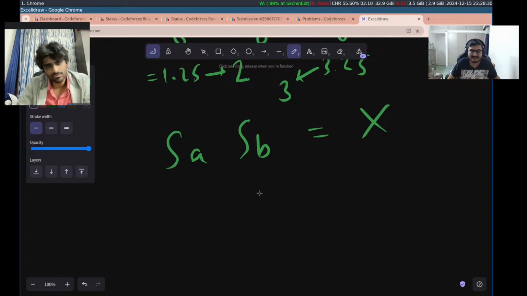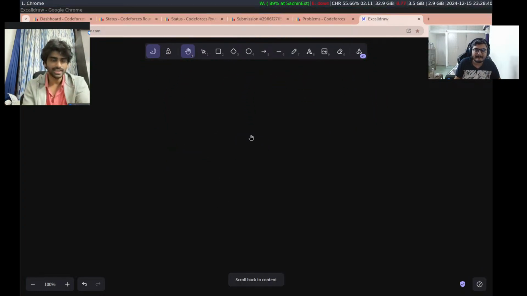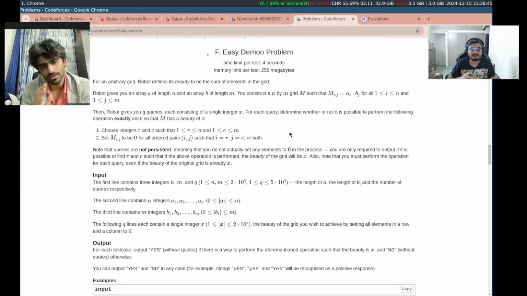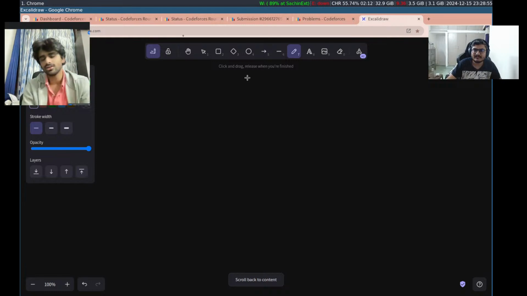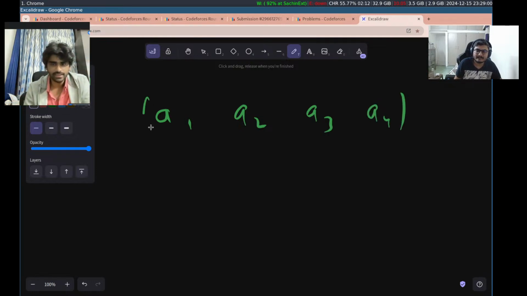We can first look at the editorial solution, then I can probably say what I did. Okay, I'll tell you my solution. If you go back to the problem statement, notice the matrix we are given. The beauty is just the sum of all the elements from the first array multiplied by the sum of all the elements of the second array.